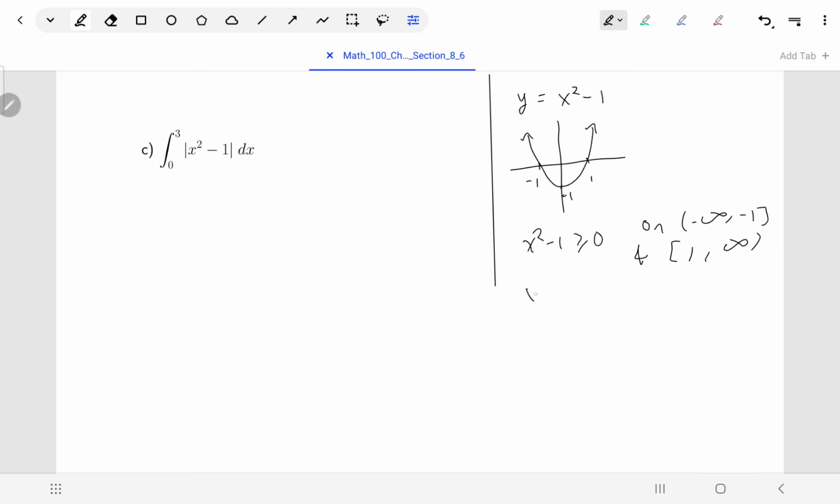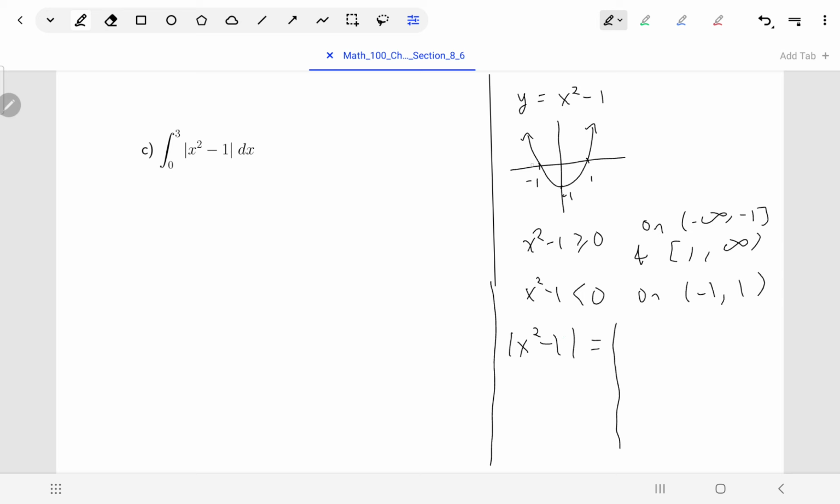And where is it negative? Well, x squared minus 1, that's negative just on that interval between negative 1 and 1. So what that means for us is if we're thinking about rewriting this absolute value of x squared minus 1 function, we could rewrite it as a piecewise defined function, because the absolute value function does nothing when the function's inside is already positive.